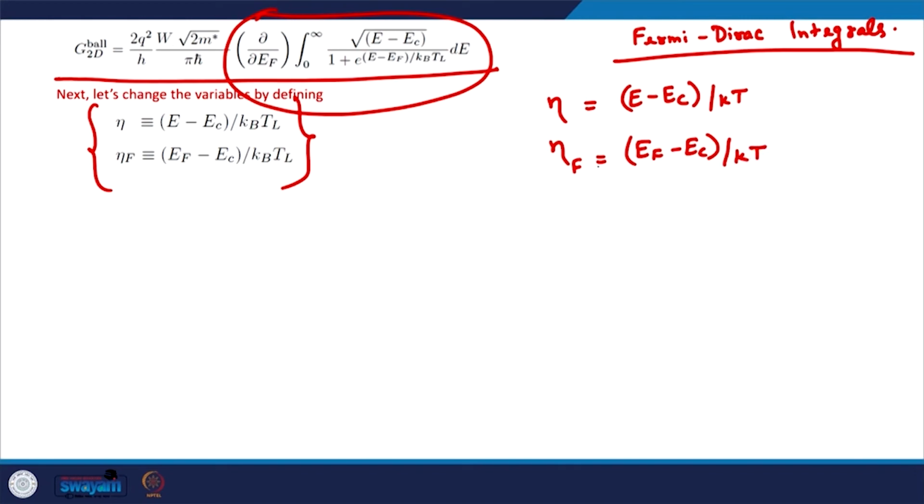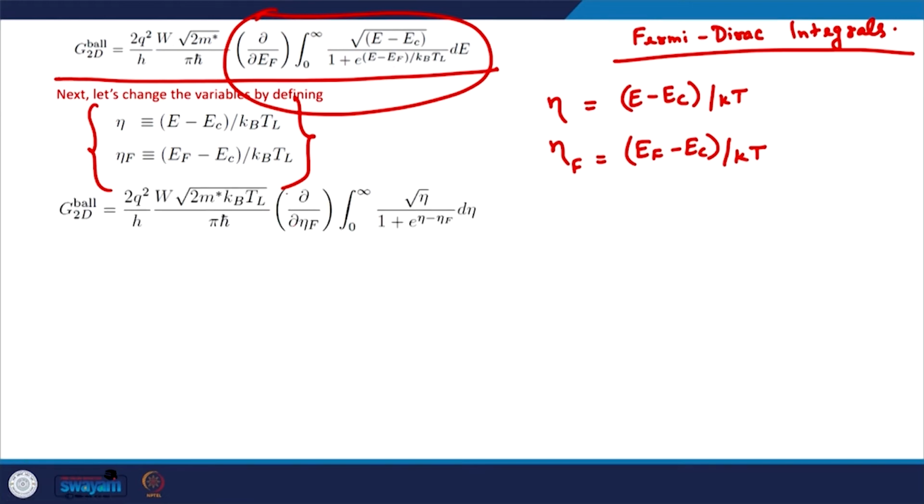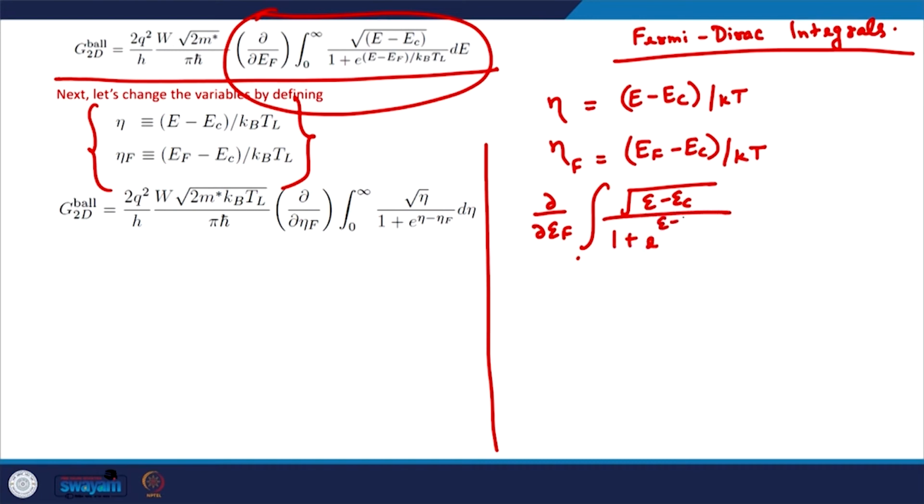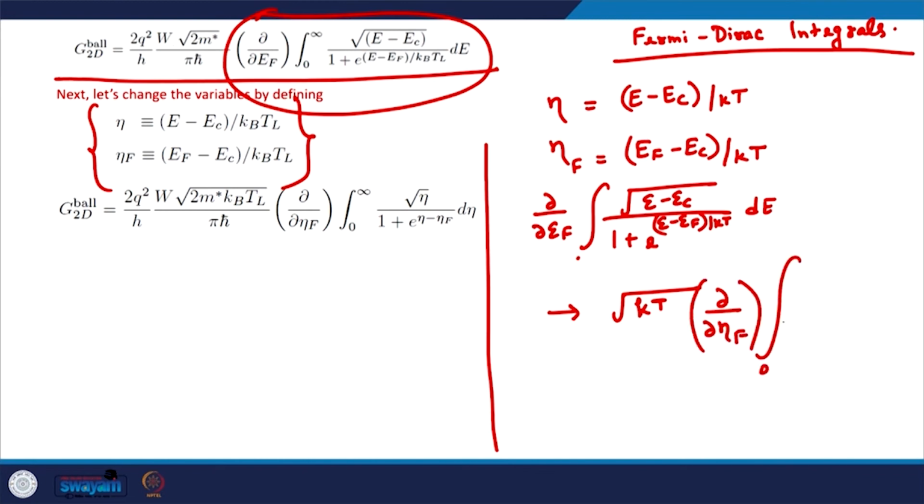So if we make this change of variables in this equation, then this integral, essentially this part of the integral, del by del EF, this derivative and integral of square root of (E minus EC) divided by 1 plus exponential (E minus EF) by KT dE, changes to square root of KT, del by del eta f, integral from 0 to infinity of square root of eta divided by 1 plus exponential (eta minus eta f) d eta.